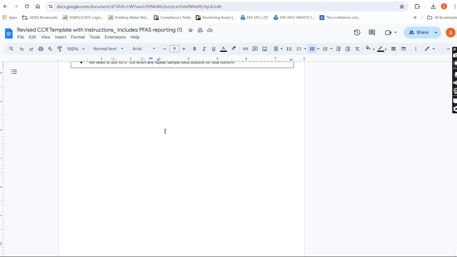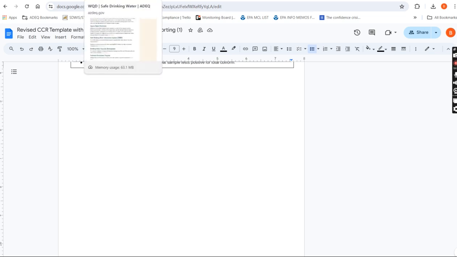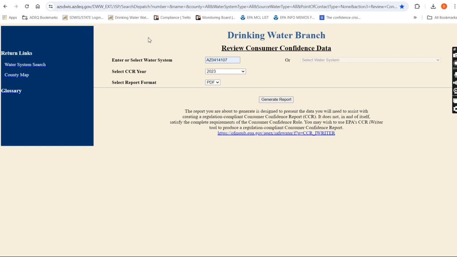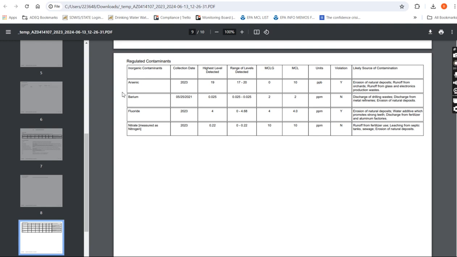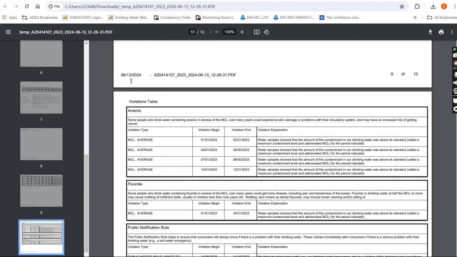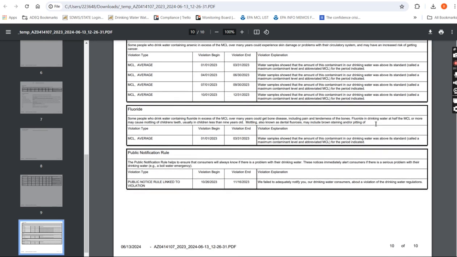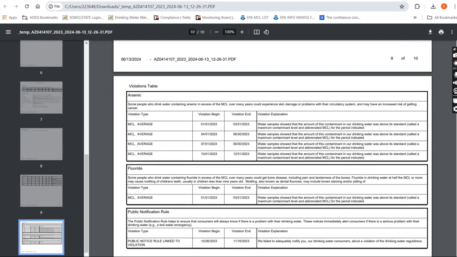So that is it for the ADEQ provided template, and I will go through a few more resources on where to find different things. So again, just an overview on how to get to the Access database for CIDWIS to find that data. And this is where you will review your consumer confidence data to get the report that looks like this. As you can see, this report also contains all of the violations that you need to include, and it will give an explanation. So use these generated reports to fill in your CCR.